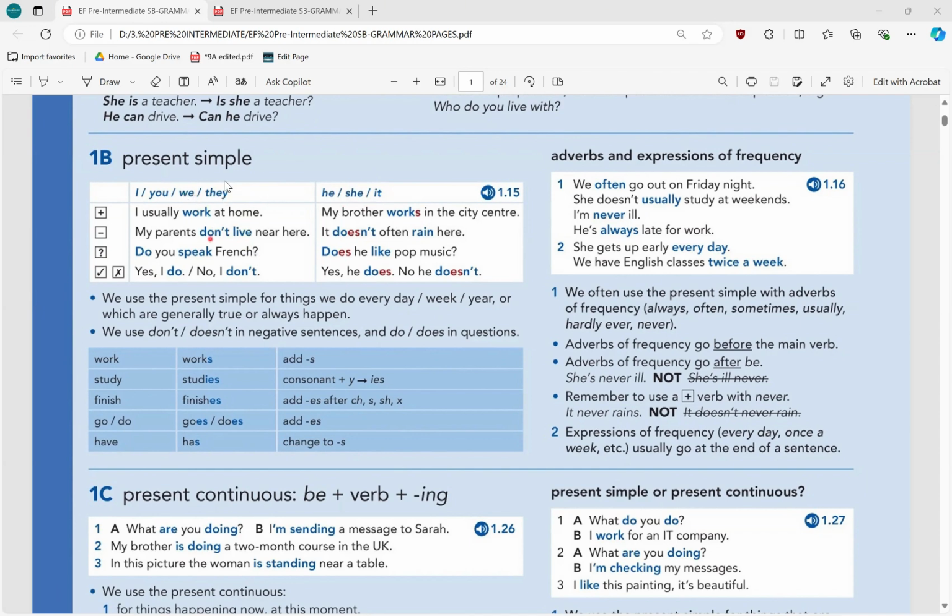Okay. First of all, how or when do we use present simple? We use present simple for things we do every day, every week or every year. So the routine activities, right? We use present simple for routine activities. And also for generally true information, general facts, or something that always happens. In other books, we say scientific facts. When we talk about scientific facts, we also use present simple. So this is the function of present simple.